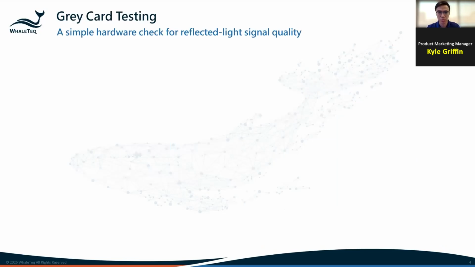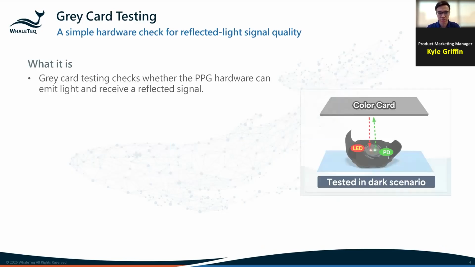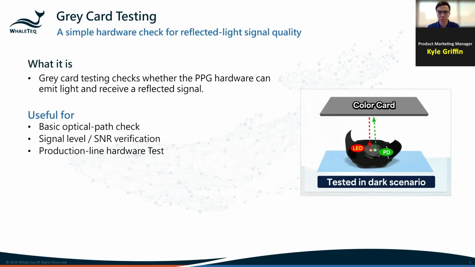Okay, so I'm going to briefly go over the current test methods that are typical for reflective PPG testing. First is gray card testing. Gray card testing checks whether the PPG hardware can emit light and receive a reflected signal. Your LED transmits light off of a color card or a gray card, which then reflects that light, and you can test whether your PD can receive it. So it's very useful for basic optical path check, signal level, and SNR verification. And we often see it as a production line hardware test, because it is a cost-effective and quick test.